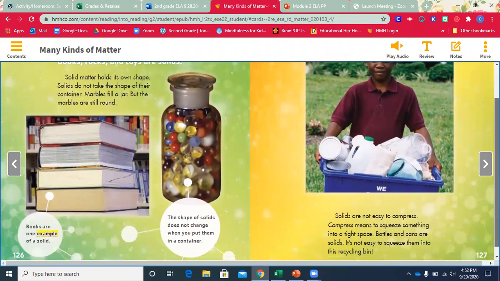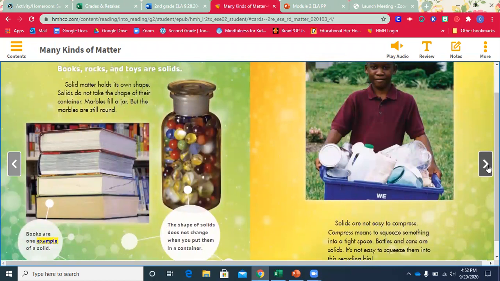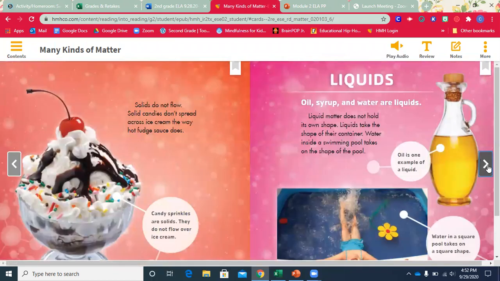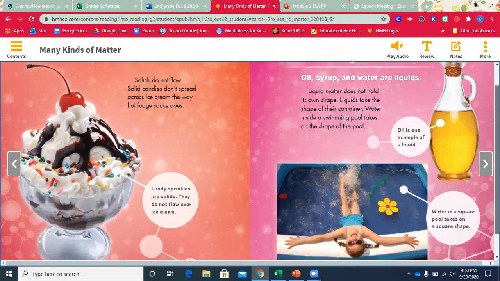Solids are not easy to compress. Compress means to squeeze something into a tight space. Bottles and cans are solids. It's not easy to squeeze them into this recycling bin. Solids do not flow. Solid candies don't spread across ice cream the way hot fudge sauce does. Candy sprinkles are solids. They do not flow over the ice cream.